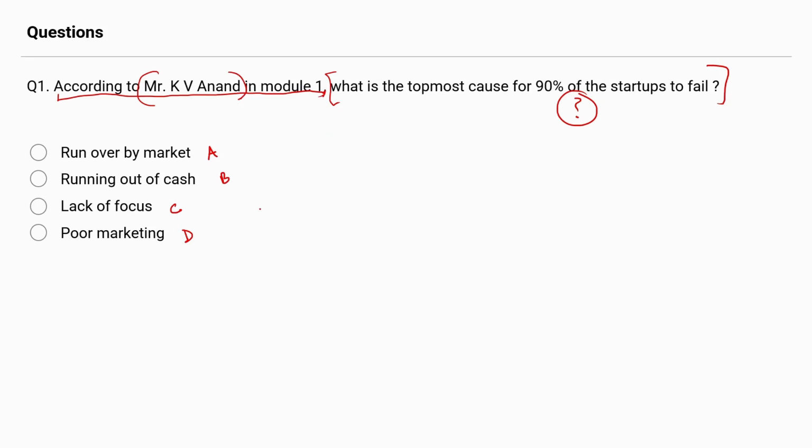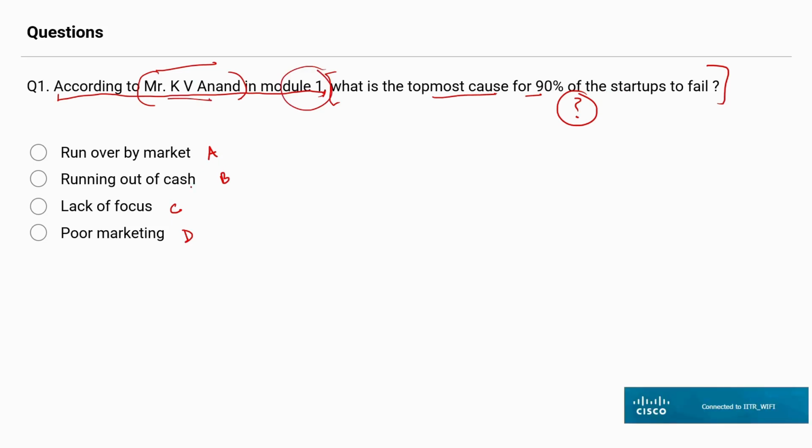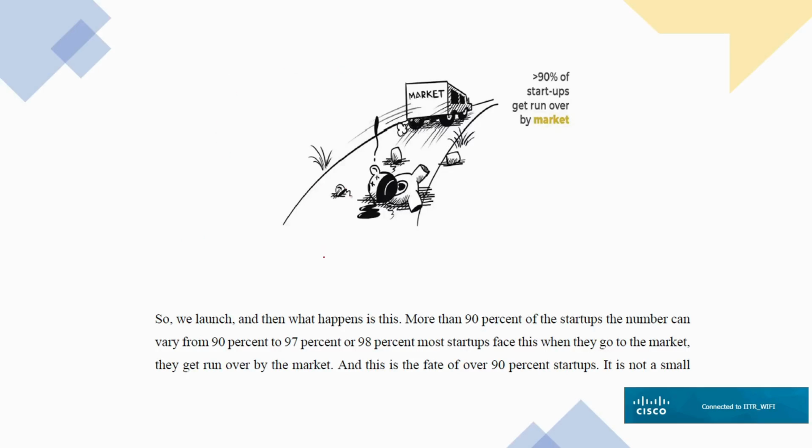Most of you have mentioned A, B, C, and D, and it's important to understand that the question here is being asked about the context of Mr. KV Anand. We are not asking what your thinking is on the topmost cause for 90% of startups today. The context here is, according to Mr. KV Anand in Module 1, what is the topmost cause? Now, we have run over by market, running out of cash, lack of focus, and poor marketing. Now this is the screen validation.